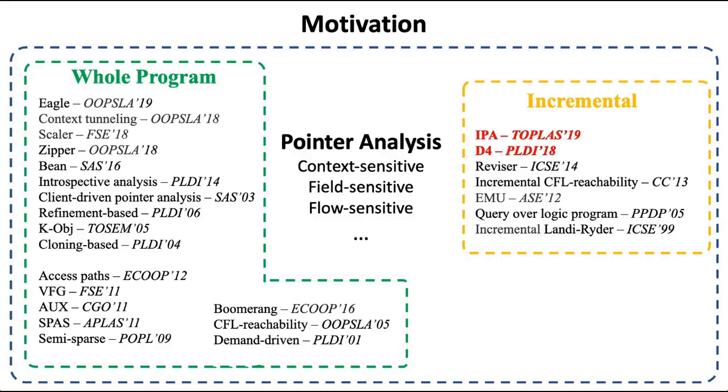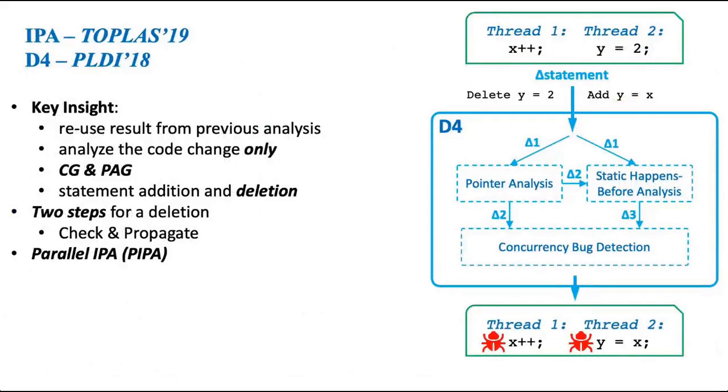Among all the incremental works, IPA and D4 are the two most recently developed techniques for Java programs. Their incremental algorithms soundly and efficiently update both the call graph and the pointer assignment graph iteratively according to code changes. They handle both statement additions and deletions. Especially for deletions, they leverage local neighbor properties to update lazily, only if a pointer is not reachable from an object node.